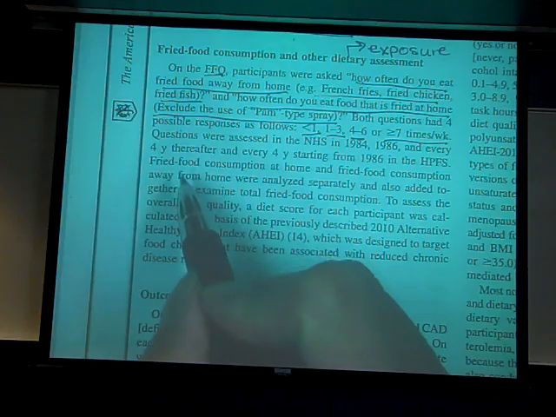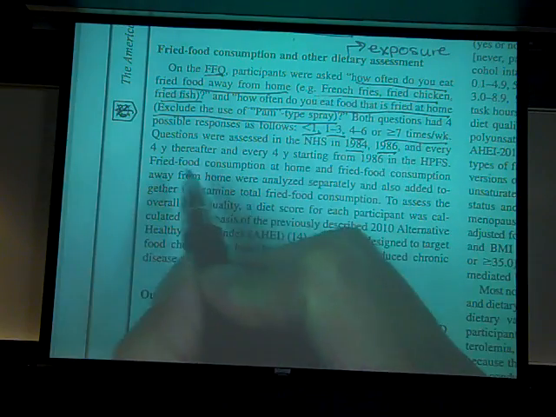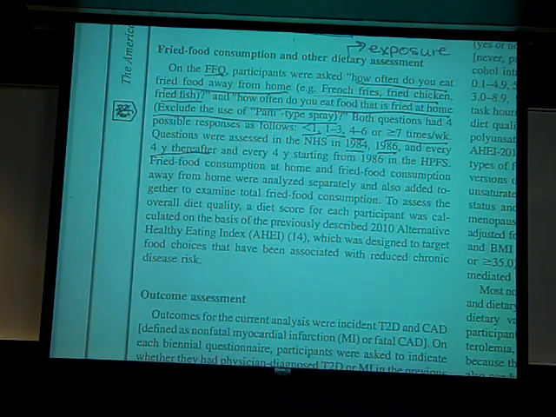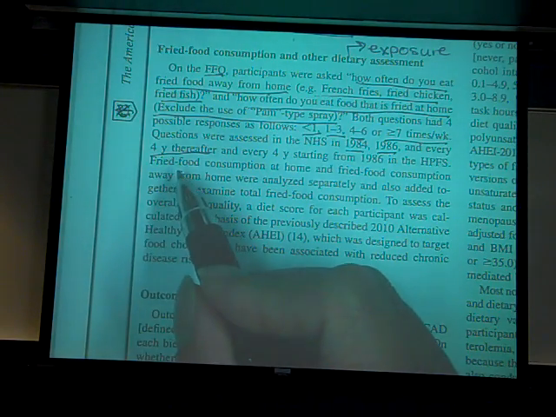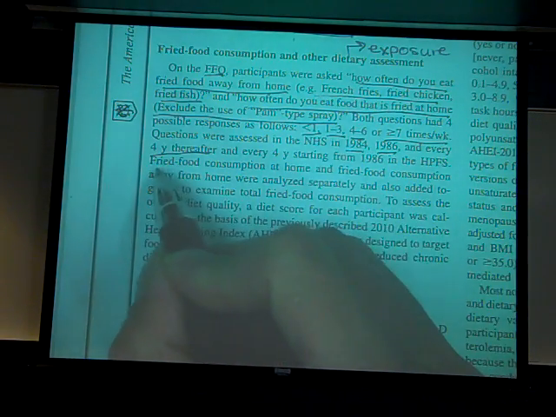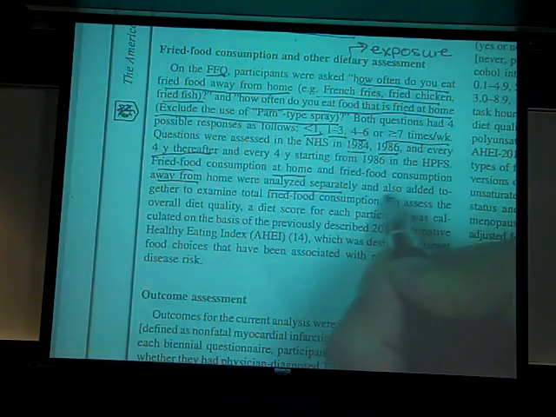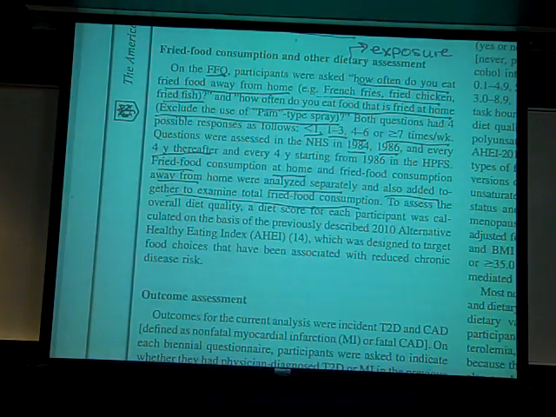The authors then go on to say how often the dietary data was collected. You can see it was in 1984, 1986, and every 4 years thereafter. The authors then begin to tell you information about how they categorized the data. You can see here that fried food consumption at home and away from home were analyzed separately and also together. And remember, if you go back to the introduction section, the authors presented biologic plausibility, a reason for why consumption of fried food at home may be different than that of consuming fried food away from home, because there are potentially different reasons.